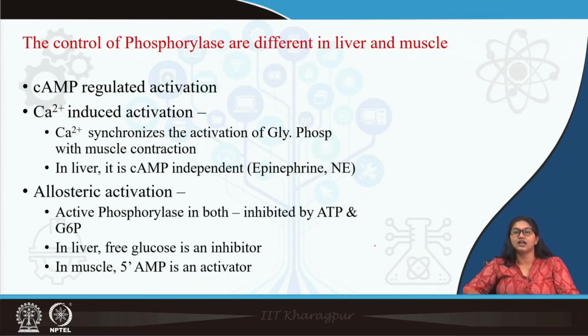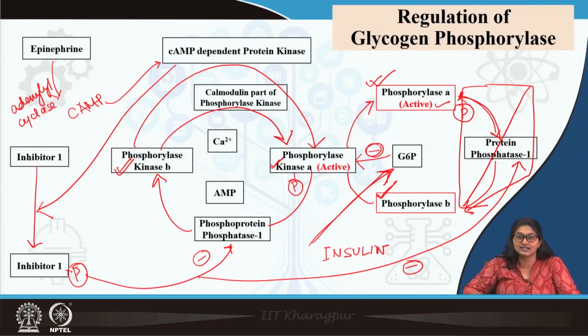To jot down once again, the phosphorylase enzyme is regulated in liver and muscle, but by some different mechanisms. So, we have discussed the cyclic AMP dependent regulation, but this calcium induced activation happens differently in liver and muscle. Now, remember, as I told, calcium induces the calmodulin part of the protein kinase.